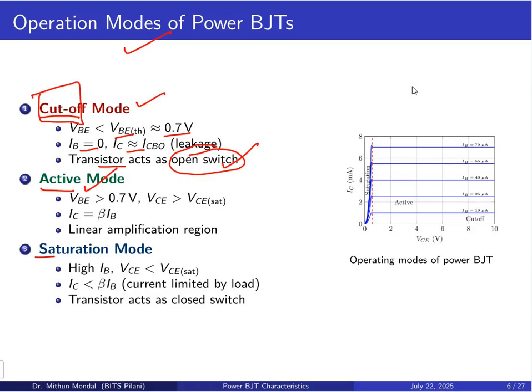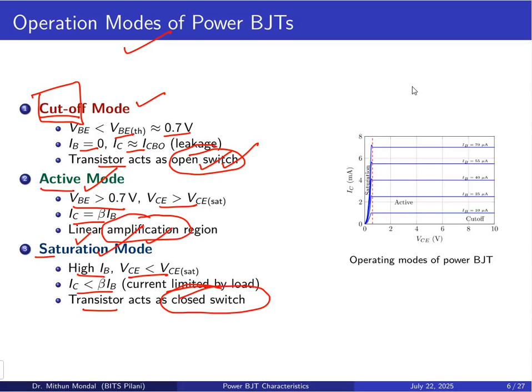In the active mode, the base to emitter voltage has to cross this threshold level of 0.7 volt. The collector to emitter voltage will be greater than the collector to emitter saturation level. Then only the transistor will operate properly. The collector current will be beta times the base current, and it will be a linear amplification region. So the open switch has now become an amplifier, in the linear region. In the saturation mode, there will be high base current and the collector to emitter voltage will be less than its saturation limit. Collector current will be less than beta times base current because the current will be limited by the load resistance. The transistor will act as a closed switch.